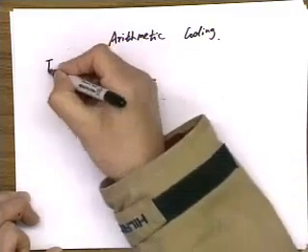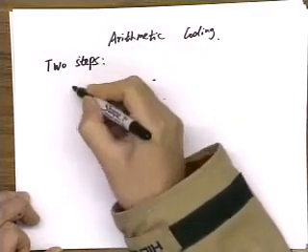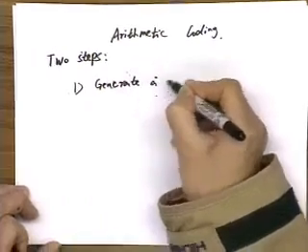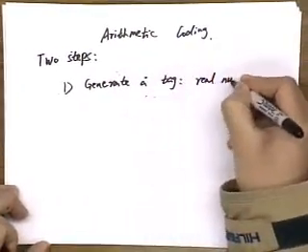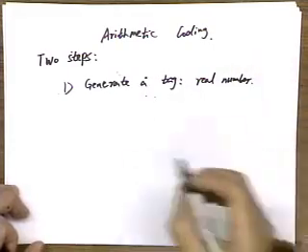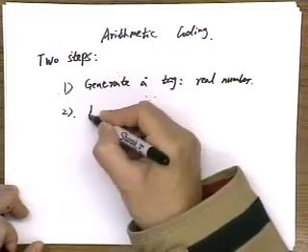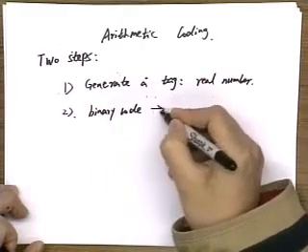So there are two steps for arithmetic coding. One is to generate a tag, which is a real number representing a sequence of symbols, and then it assigns a binary code to the tag.